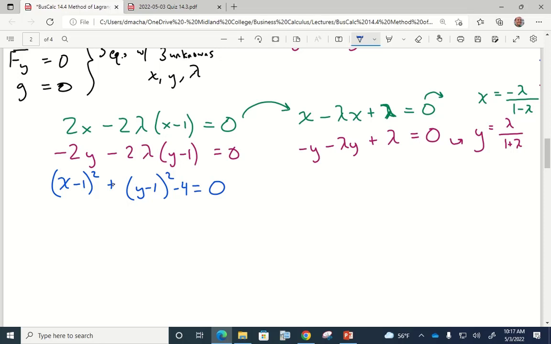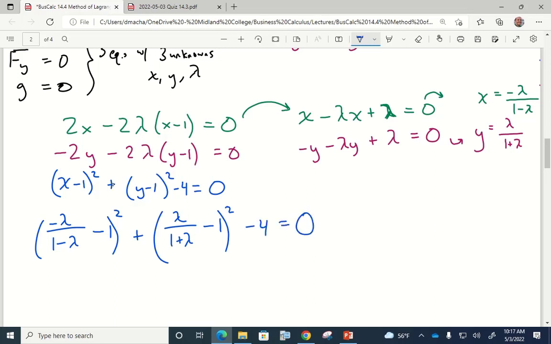So let me replace this x with the formula I got for x in terms of lambda. So over here, I'm going to have negative lambda divided by 1 minus lambda, minus 1 squared, plus. I'll replace that y with the formula I got for y in terms of lambda. So I'll have lambda over 1 plus lambda minus 1 squared minus 4 equals 0.